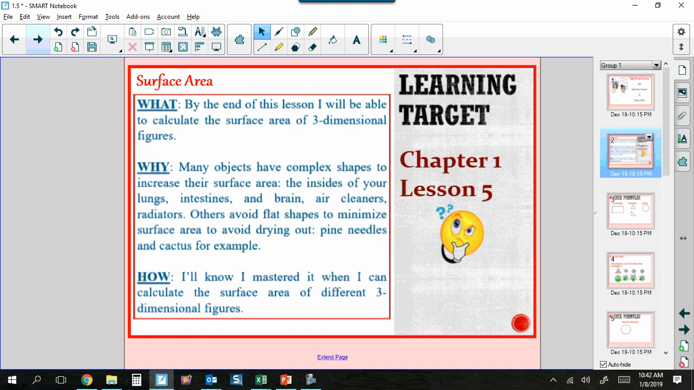Other surface area things are things like the outside of a box. How you will know you mastered it is when you can calculate the surface area of three-dimensional figures. All right, let's go ahead and get started.